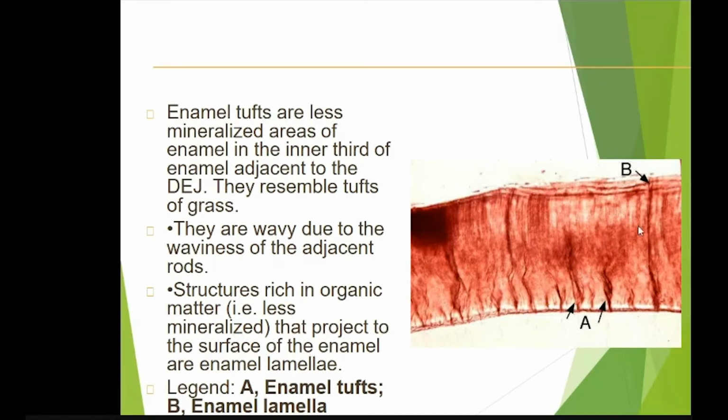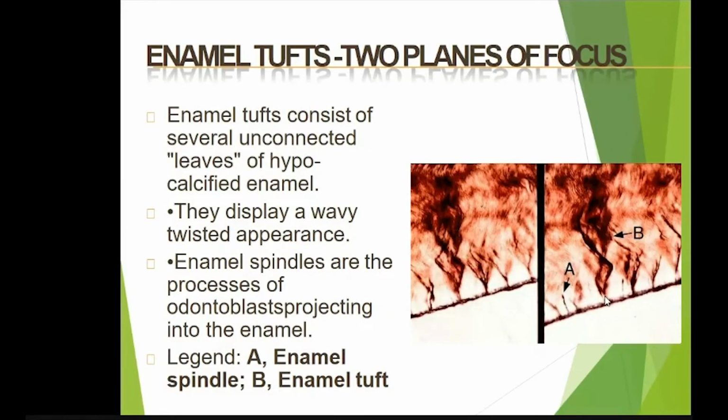هاي enamel lamellae. هذه الانامل tuft. Enamel tuft, two planes of focus. Enamel tuft consists of several unconnected leaves of hypocalcified enamel. They display a wavy twisted appearance. Enamel spindle are the process. ظهر عندنا كلمة جديدة here. The enamel spindle. عرفنا الانامل lamellae والانامل tuft اللي هم hypomineralized area. The new word is the enamel spindle.